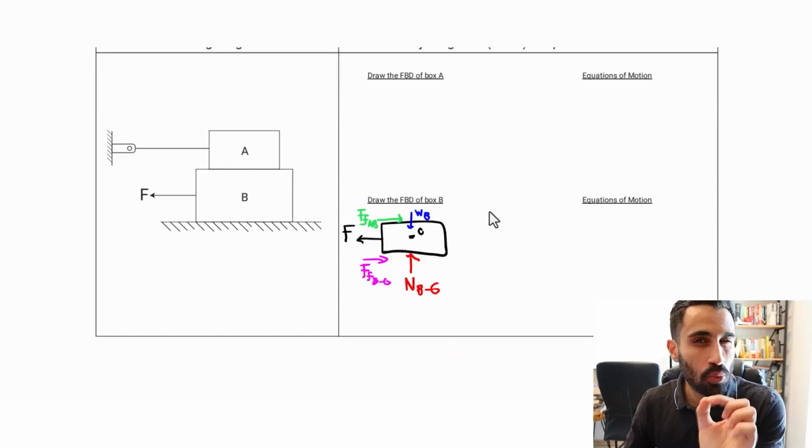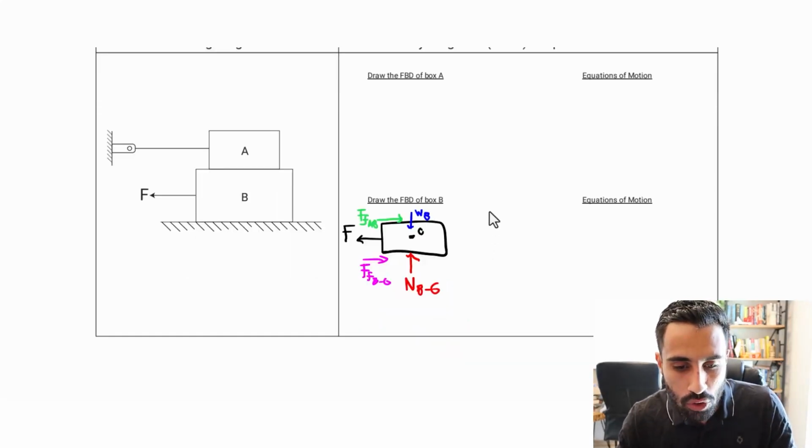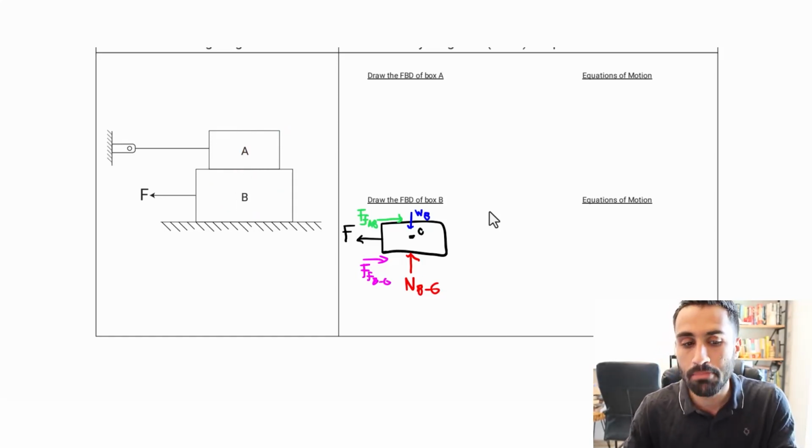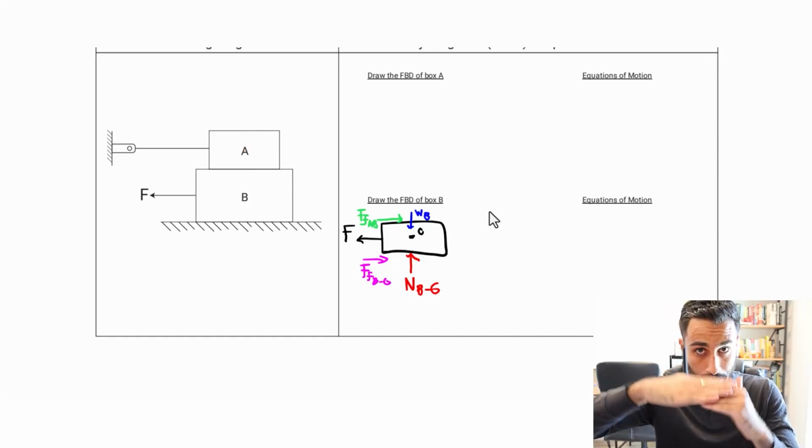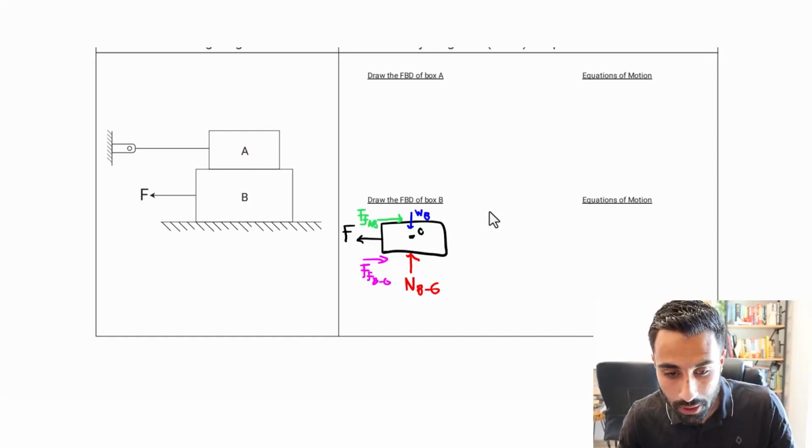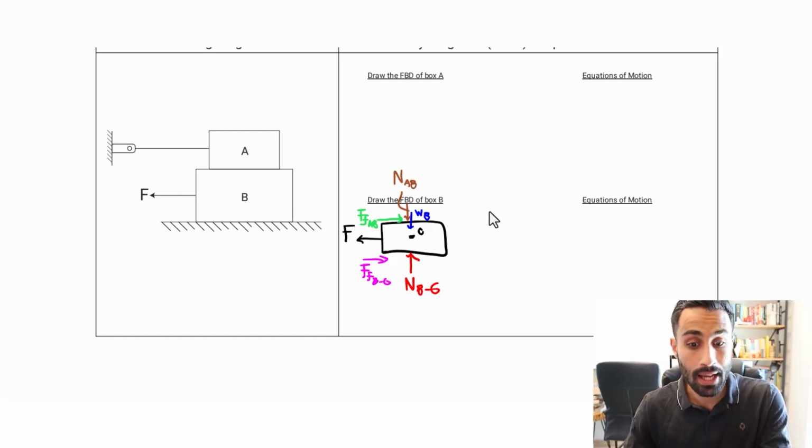I forgot to consider one very important force. It's going to be the normal force between A and B. B is hitting A and A is hitting B. There's going to be a normal force of contact between those two. So I can denote that just on the side a little bit here like that. And this is the normal force between A and B. Now that's there. That's the full free body diagram for block B.